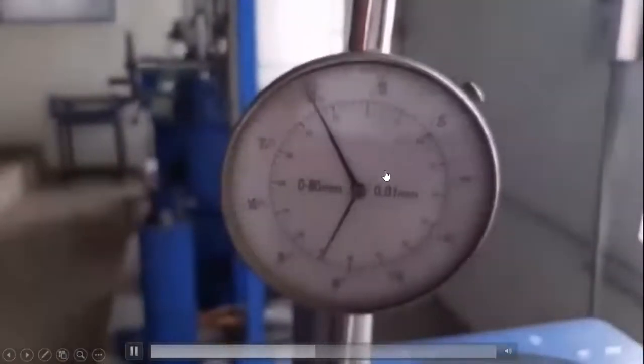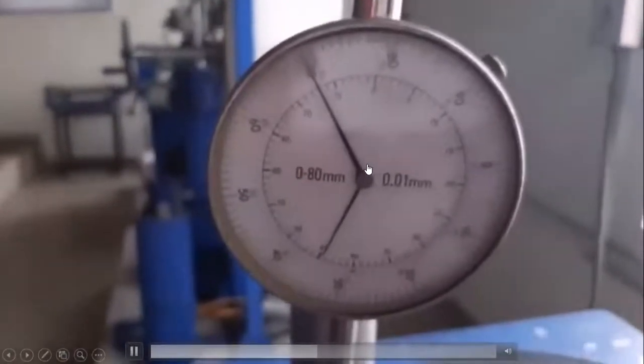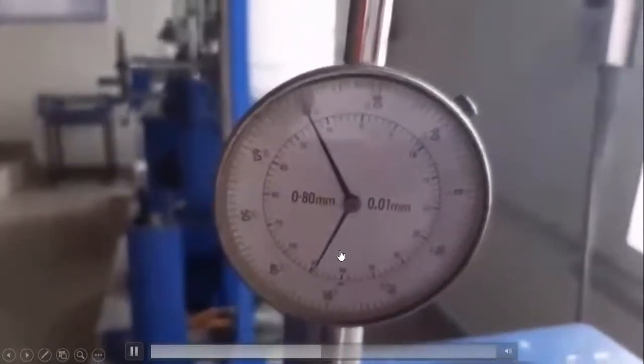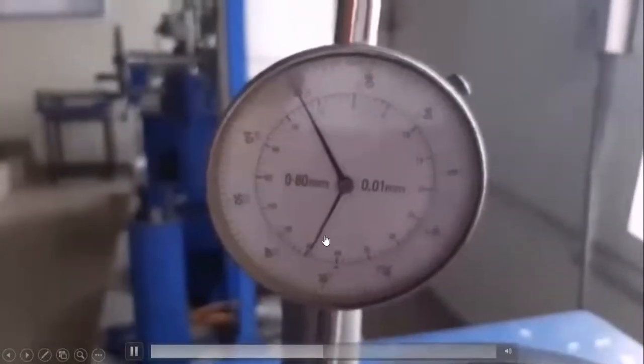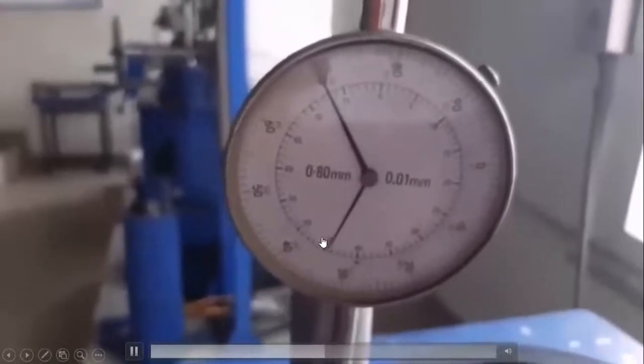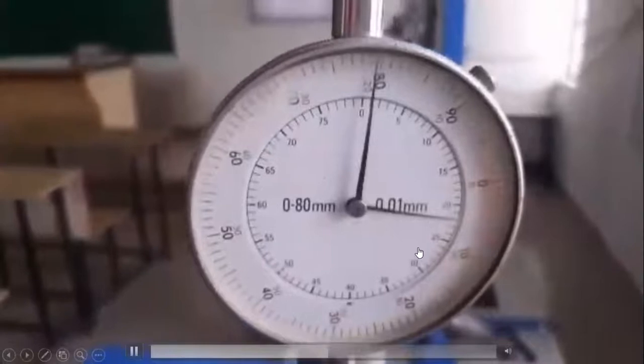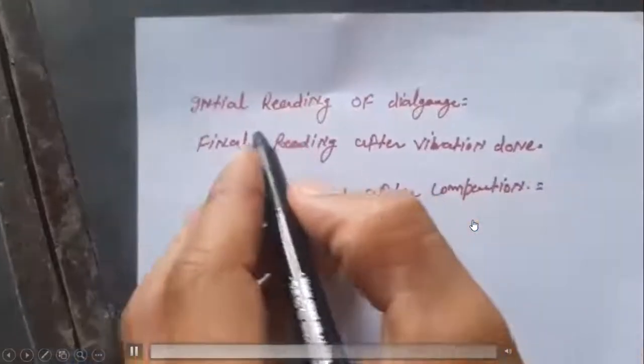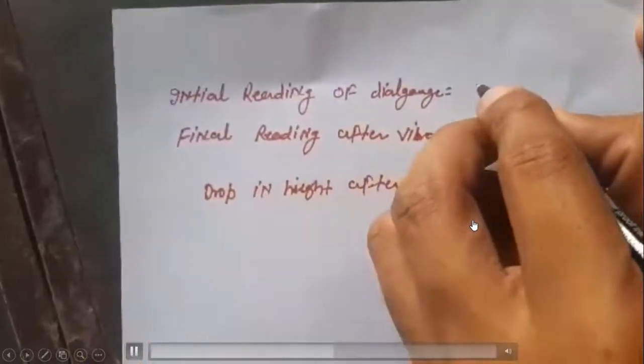So for the larger reading, one complete circle means it's equal to 1 mm. Its least count is 0.01 mm, and the smaller needle gives one revolution equal to one digit movement. Now drop the needle to the bottom over the plate and record the reading again, which is approximately equal to 22.91.